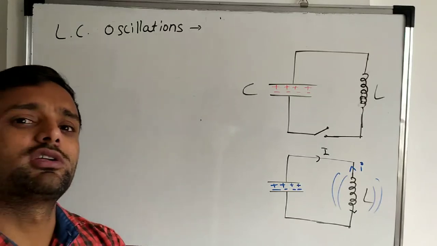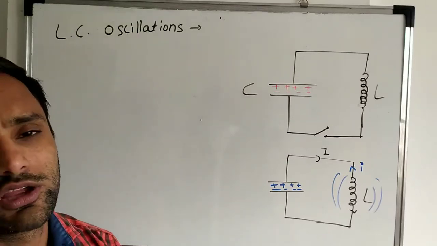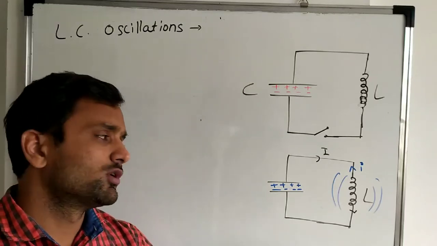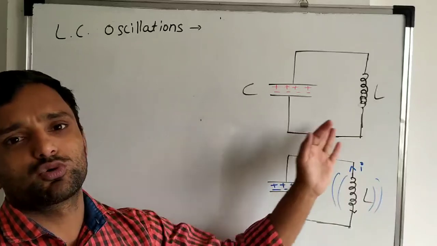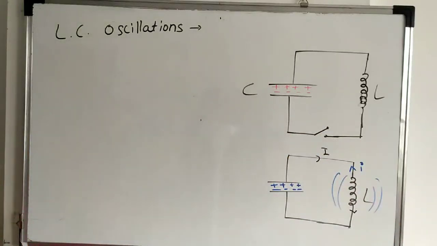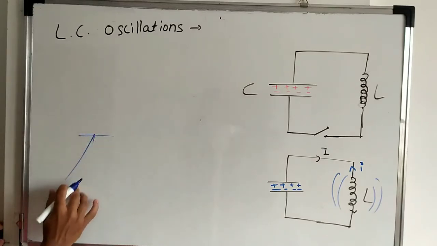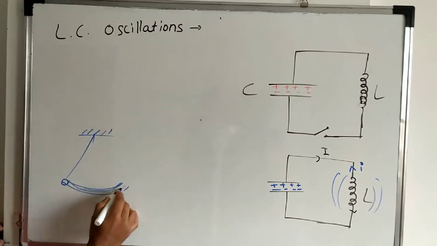Again the inductor will convert the electrostatic energy into magnetic field. Again that magnetic field produces the induced EMF, that is a back EMF, which produces the induced current that will flow in the opposite direction. So this process continuously goes on, and this is called LC oscillations. What are oscillations? If you consider the example of a simple pendulum, if you release the simple pendulum from one end, then it will start oscillating.